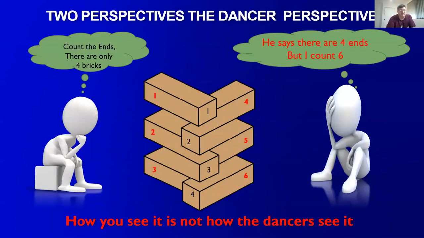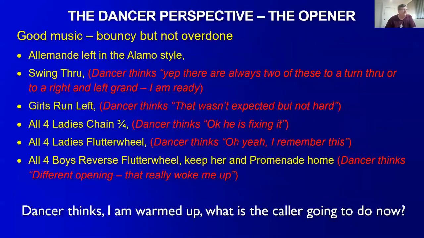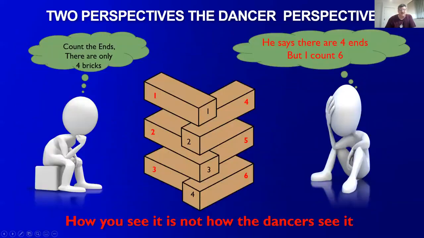There are 2 perspectives. There's your perspective as a caller, and you're telling the dancers to count the ends. Look, there's only 4 bricks: 1 end, 2 end, 3 end, 4 end. And the dancer's sitting here saying, he says there's 4, but I count 6: 1 end, 2 end, 3 end, 4 end, 5 end, 6 end. Okay. Always remember this. The first rule of calling is that it's about the dancers, not about you. You always have to consider how they're going to think about it, because it's much more important how they think about it than how you think about it.